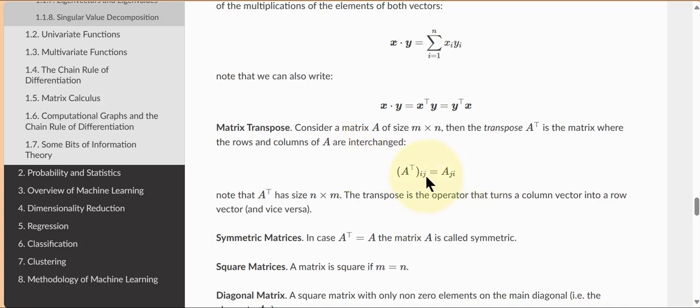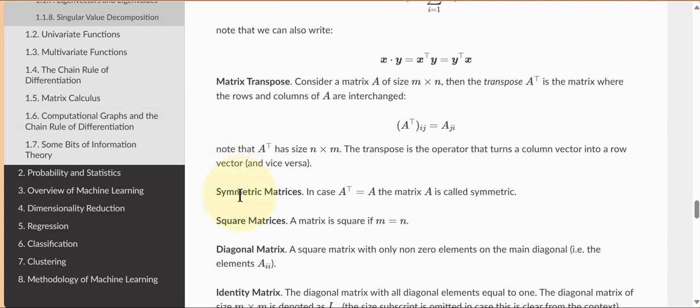The ijth element of this is the jith element of this. So that's giving us kind of a roadmap about how to get the elements of this. If you want to get the ijth of this, you get the jith of this.